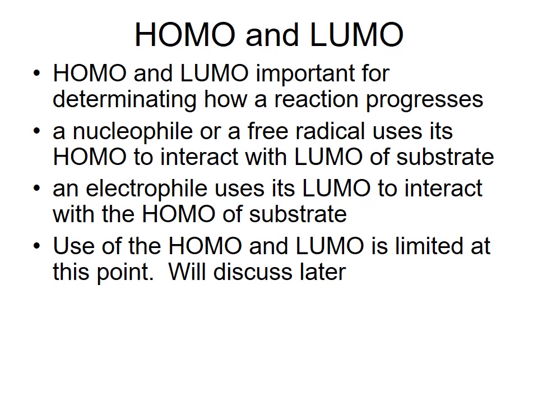So HOMOs and LUMOs in a pi system are very important for determining how the reaction progresses. If you have a nucleophile or a free radical, it has a HOMO that it's using to interact with the LUMO of its substrate. If you have an electrophile, its LUMO is interacting with the HOMO of the substrate. And so we will see this later on when we look at Diels-Alder reactions, and we will see this later on sometimes in just discussing how simple reactions occur.